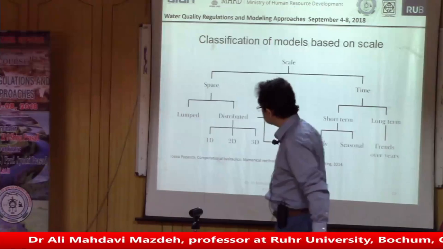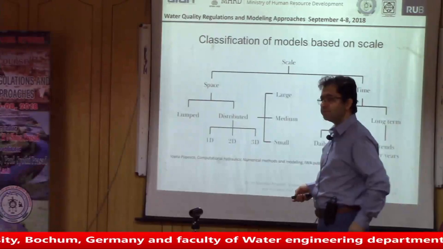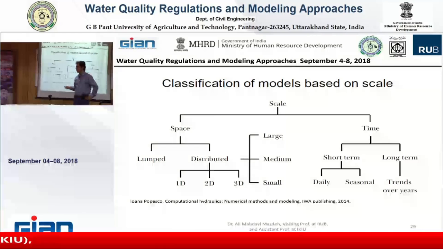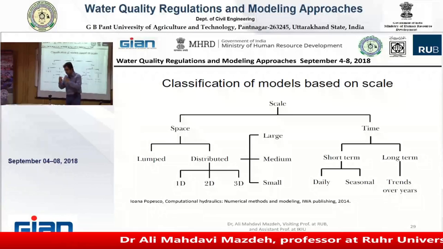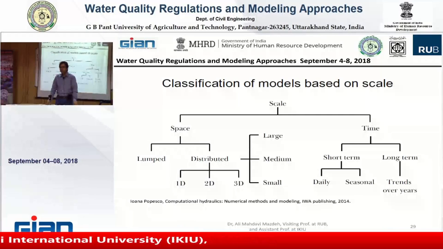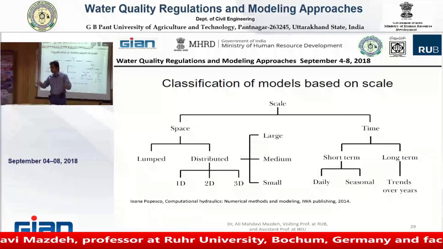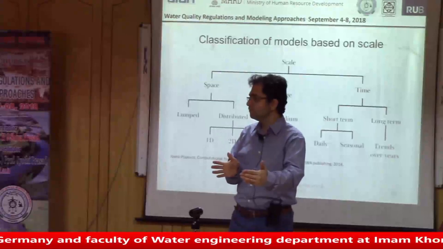So when we come to the distributed model, we again have different degrees. We can do it in one dimension, two dimensions, or three dimensions. Again, it depends on what our problem is. If you have a 1 or 2 meter width and you want to study 300 meters or 1 kilometer of length, then you can forget about the change in the depth and the transport, because the length is much longer than the width and the depth.